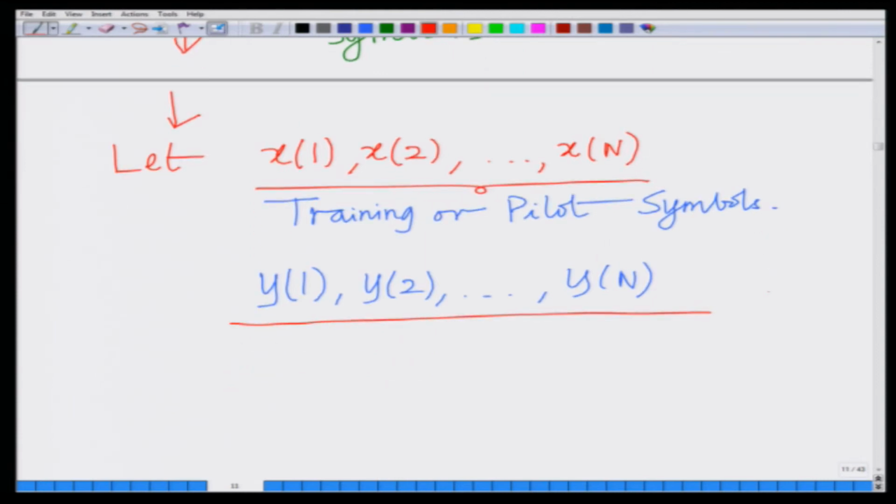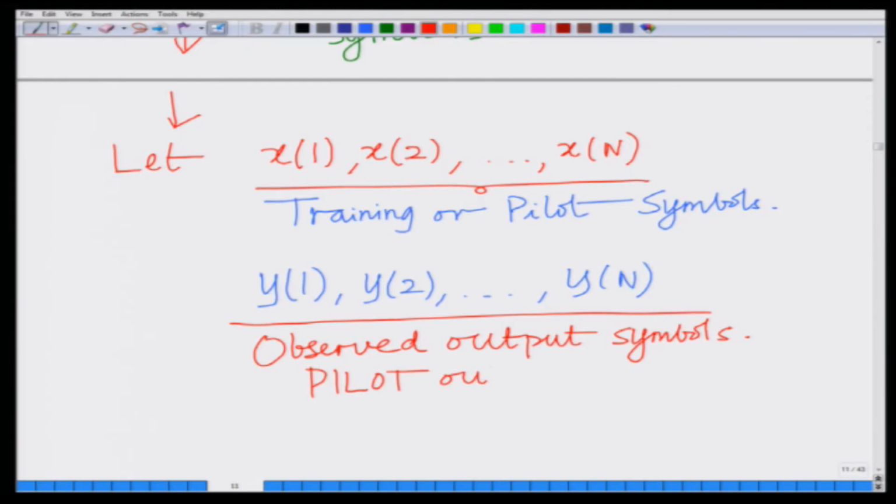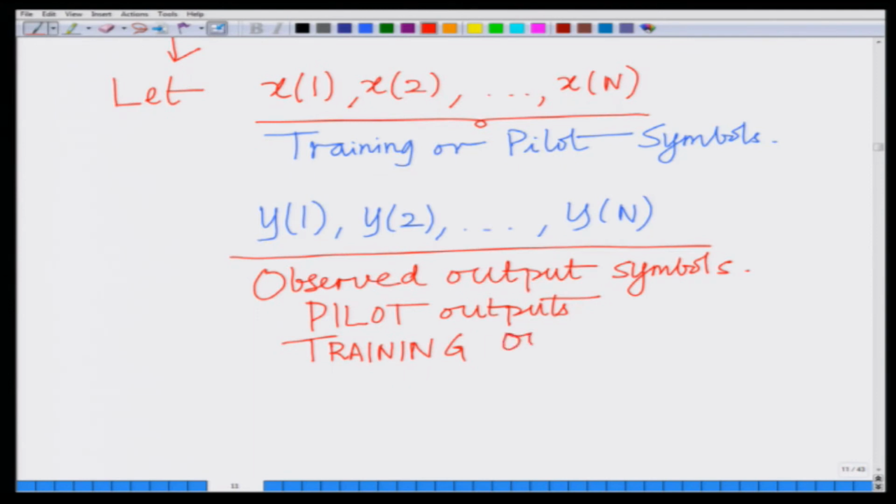These are the observed outputs, also known as the pilot outputs or basically your training outputs, and correspond to the transmitted pilot or training symbols. So, what we are saying is we are going to transmit a block of pilot symbols x1, x2, xn, which are known at the receiver, and corresponding to this the receiver observes the pilot outputs or the training outputs y1, y2, yn. From the knowledge of x1, x2, xn and the observed outputs y1, y2, yn, one can now estimate the unknown channel coefficient h, as we are going to describe shortly.